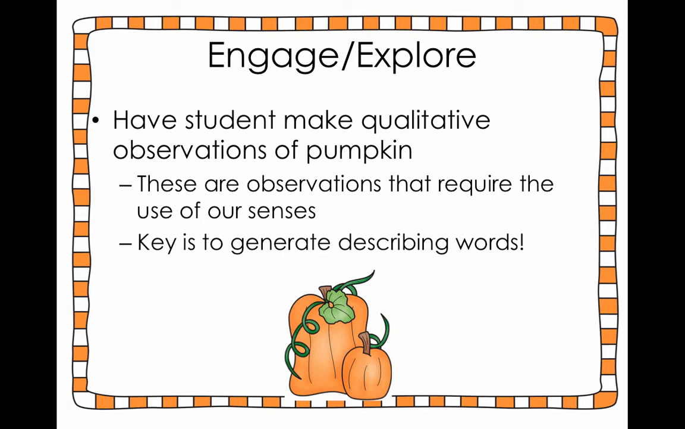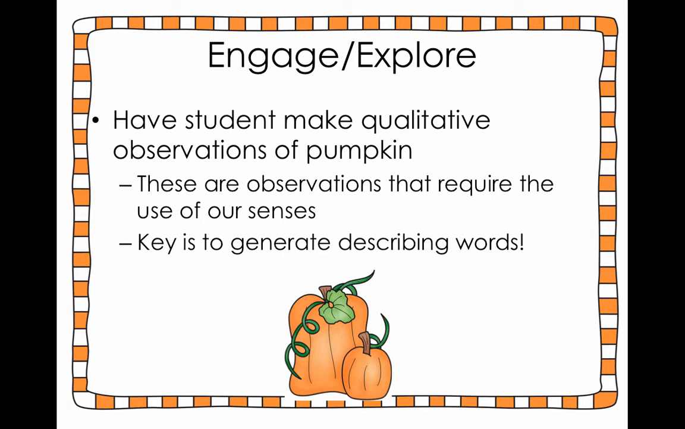But qualitative is perfect for this activity. The key to qualitative observations is we want our students generating lots of describing words. What colors, what shape, what size. So you want to link them to the physical properties of the object. So again, what color, what size, what shape, what's the texture of the outside, the skin of the pumpkin, what's the texture of where the stem connected to the pumpkin.